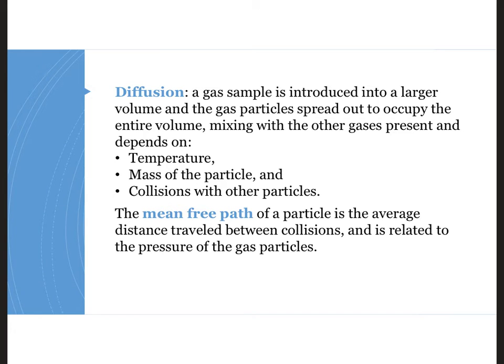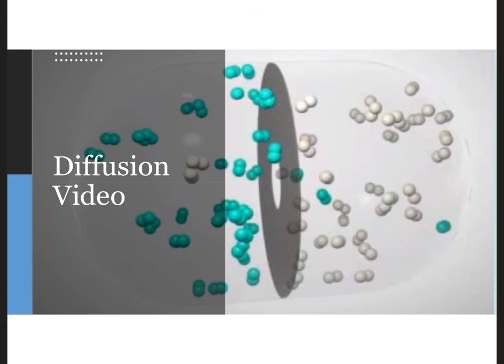To wrap up our discussion of the movement of gas particles, we need to introduce the concepts of diffusion and effusion. Diffusion is the process by which gas particles spread out to occupy the entire volume of a larger vessel. Diffusion depends on the temperature, the mass of the particle, and collisions with other particles. The number of collisions is dependent on the pressure of a gas sample, as higher pressures will result in a shorter mean free path and therefore more collisions. If you'd like to see diffusion in action, take a minute to review this video from section 7.11.